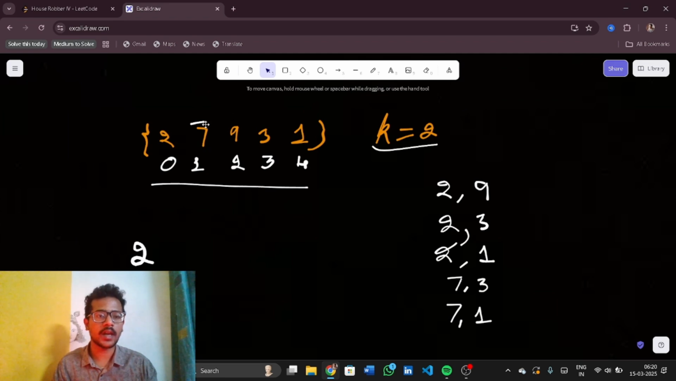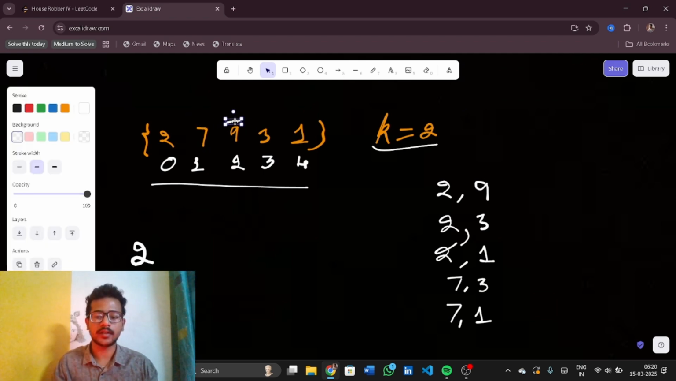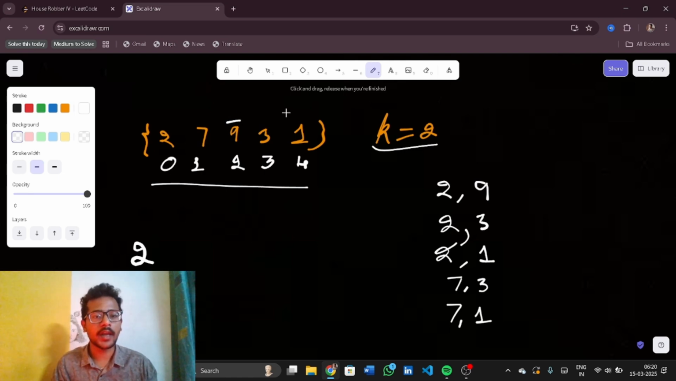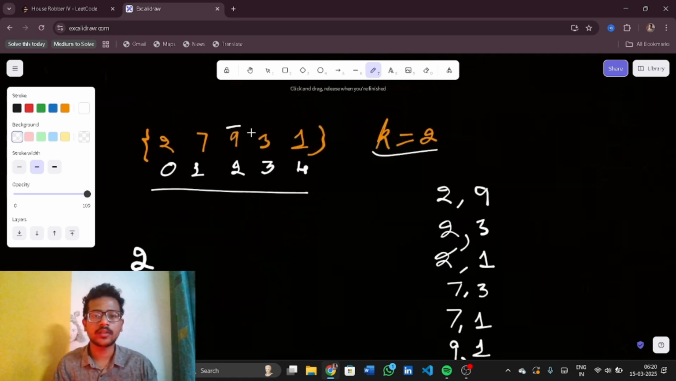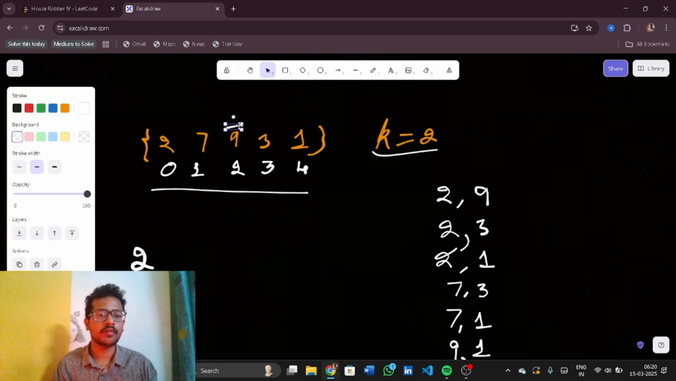Now after that I'll take 9. 9 comma 1 is the only combination. Then can I take 3? No. Why? If I take 3, then there is no second house. So if I take 3 or 1, then I cannot get the next house; one house is the only thing I can get by taking 3 or 1. So I'll skip this part.